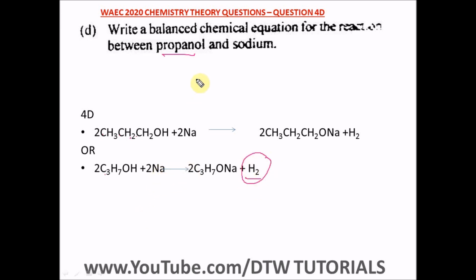If it is butanol and sodium, you get sodium butoxide. Hydrogen gas is given off. So this is sodium propoxide. So this is the balanced chemical reaction between this and the name of the product formed.